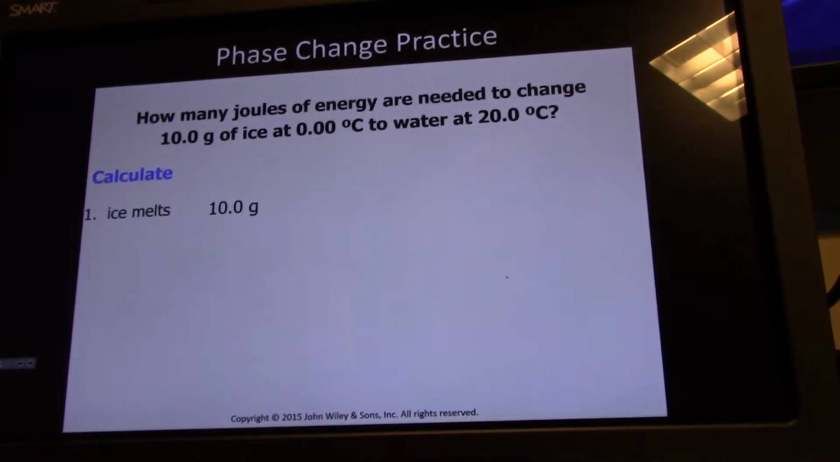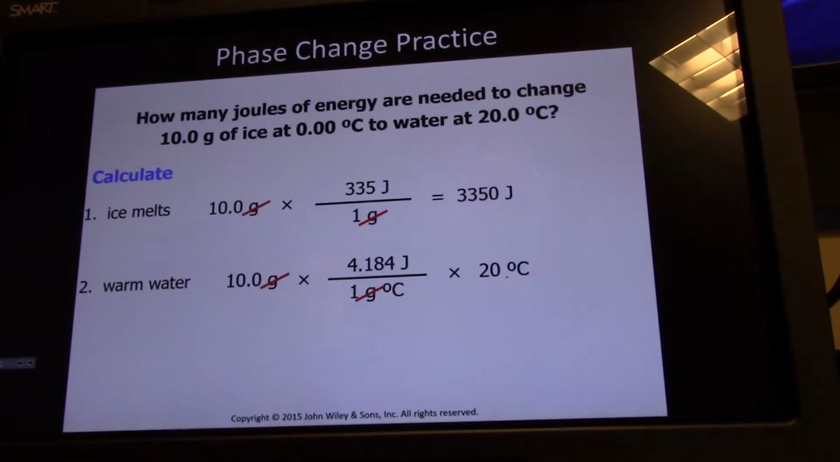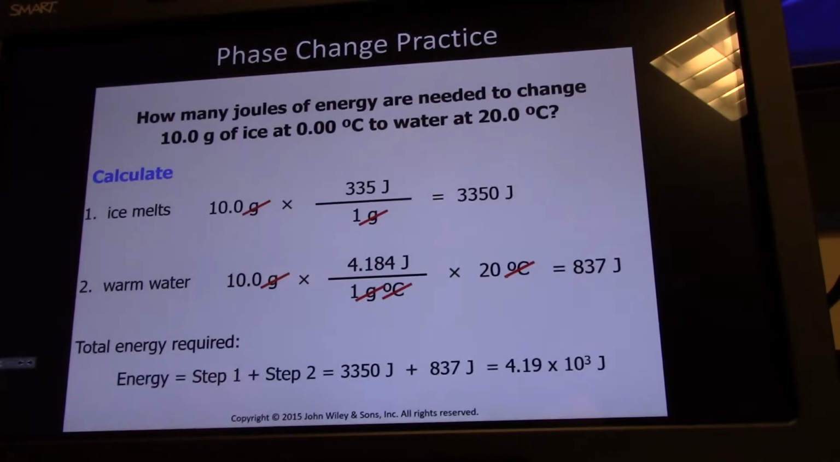And melting the ice took 3,350 joules. And raising the water temperature took 837 joules. For a total of 4,190 joules, or 4.19 times 10 to the third joules. And again, they're going to 3 sig figs.